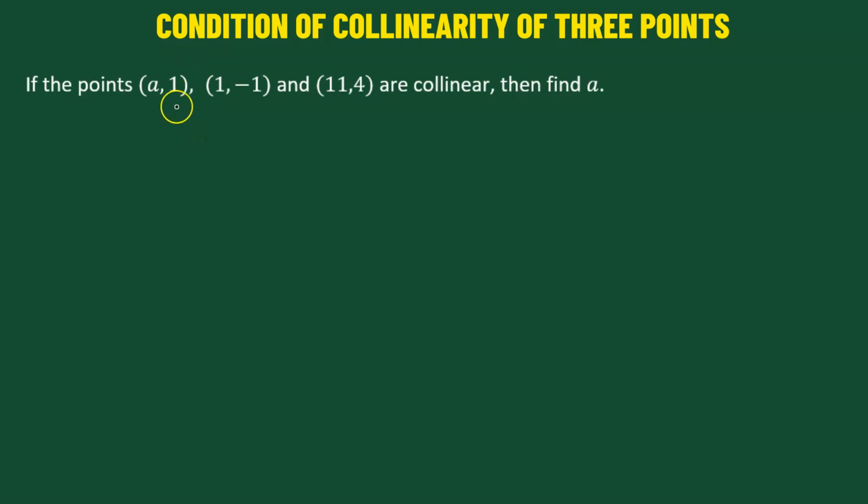So in this problem, it's given here that we have 3 points, A comma 1, 1 comma -1, and 11 comma 4. These 3 points are collinear. Then we need to find out the value of a.